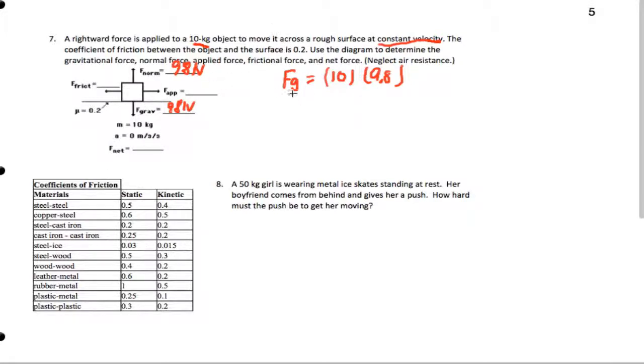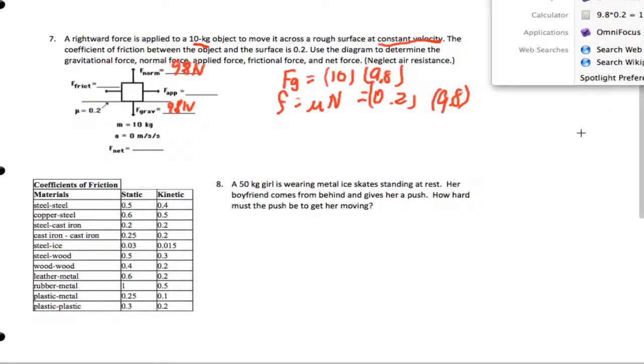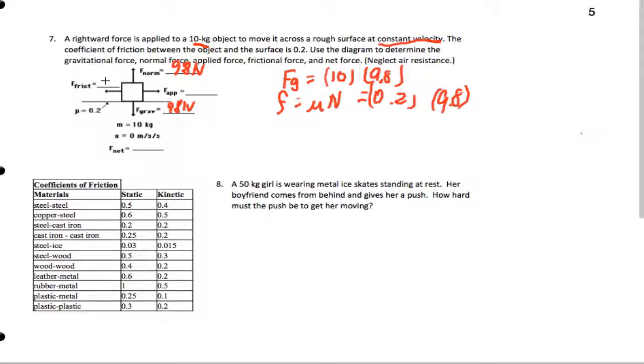Now, let's see. The applied friction force is 0.2, but we're sliding at constant velocity. So let's get the friction force, which is mu times N. That's going to be 0.2 times 9.8, and that should be, I believe, 1.96. Yep, 1.96 newtons of friction force. And that tells us the applied force to balance it out also has to be 1.96 newtons.